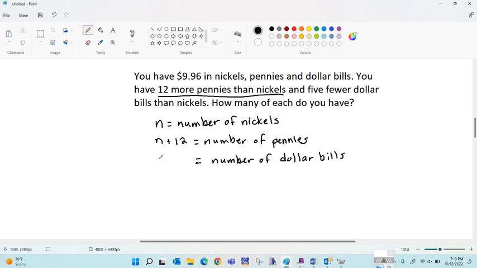Okay, so this would be the number of nickels. 5 fewer dollar bills than nickels. Okay, so that means I'm going to take away 5. So this is how many nickels, this is how many pennies, this is how many dollar bills. I want to then take the value of my nickels, my pennies, and my dollar bills and add them all up to get $9.96.